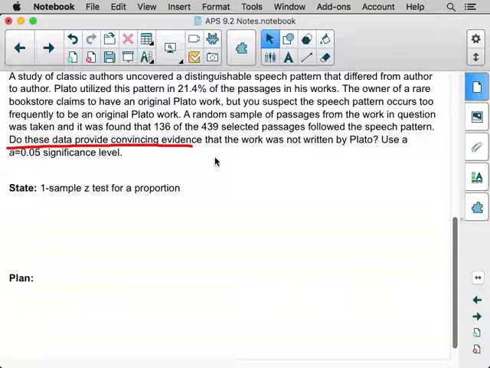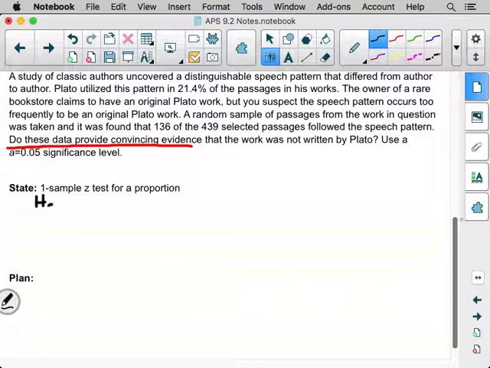The new part of the state step, though, for this particular chapter, what else do we have to establish? Our hypotheses. All right, so our null, what's the current claim? 21.4%, or we always change it to its decimal form whenever we're going to be doing math with it. And then in running this test, what are we trying to show? What do we think is true?